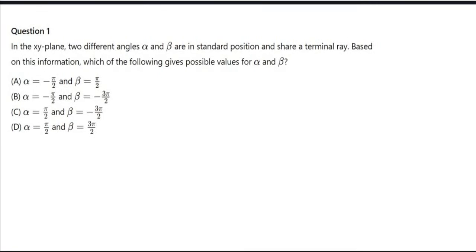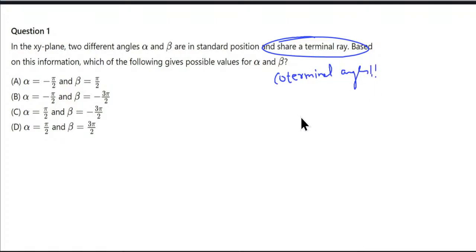This one says that in the xy plane we have two different angles, alpha and beta, and they're asking that if they are in the standard position and they share a terminal ray, then based on this information, which of the following are possible values of alpha and beta. So what is the meaning of sharing a terminal ray? What exactly do they mean?